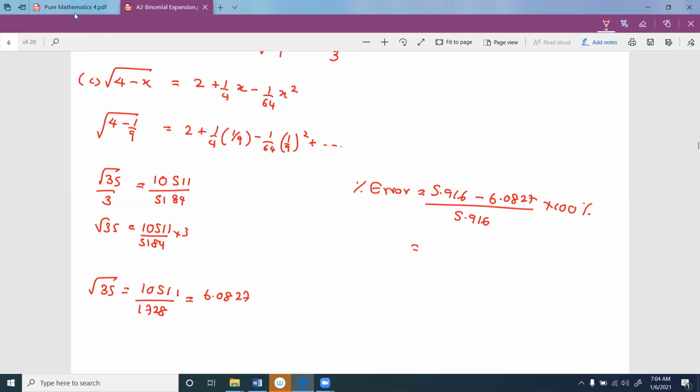So if you just work out 5.916 minus 6.0827 divided by 5.916 times 100, you get a percentage error of minus 2.818%. This much of an error percentage you can see in this kind of a question. So that is a way of doing that kind of situation.